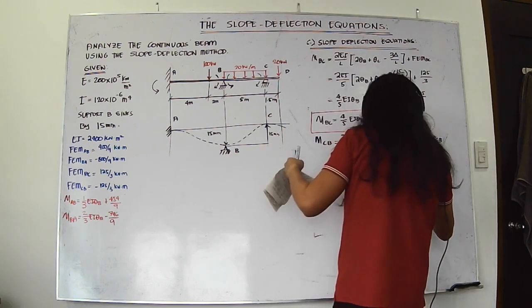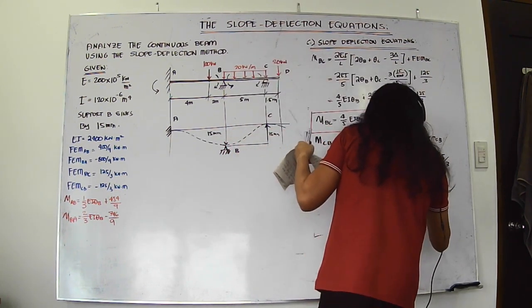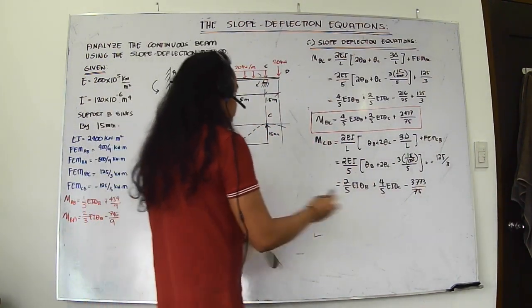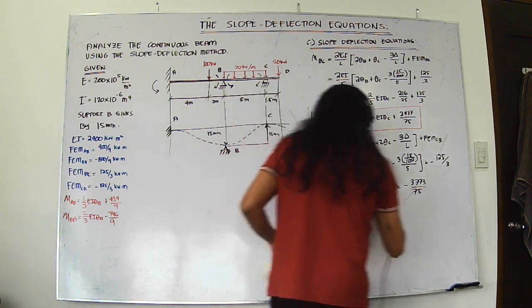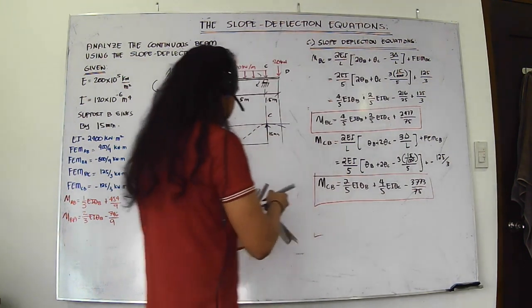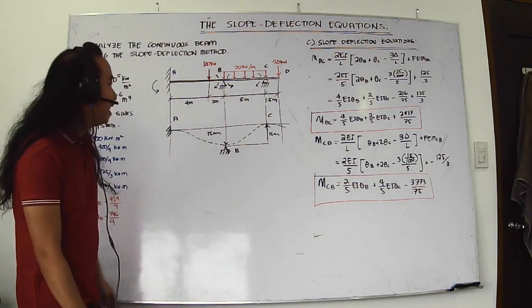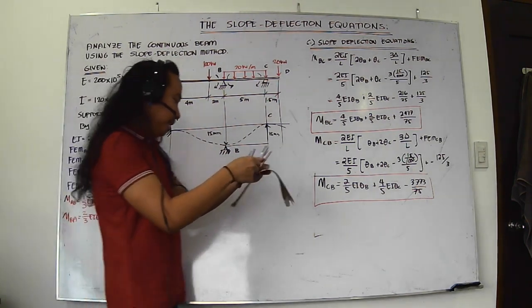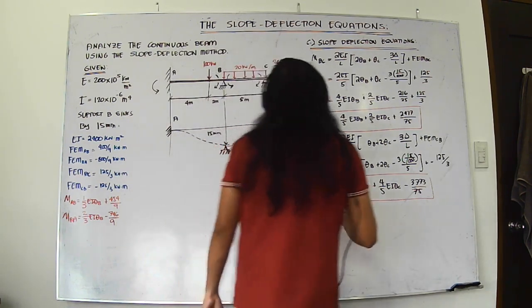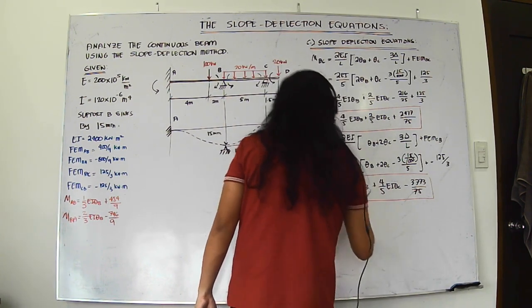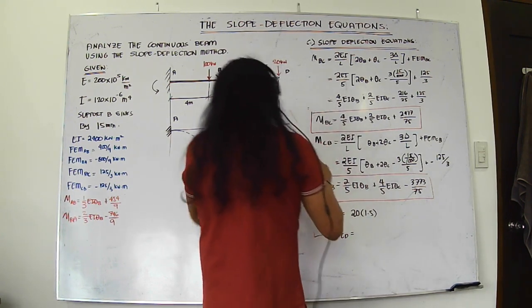Why is it the free end, sir? The free end is just my own approach. The 20 generates a reactive moment. So you can just say for MCD that it is equal to 20 times 1.5. So MCD is just 30.